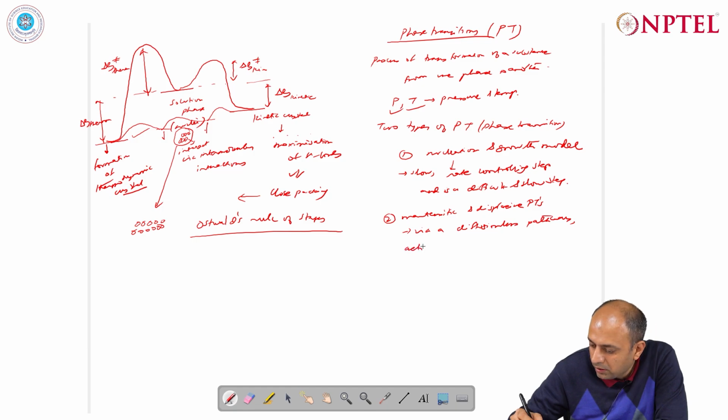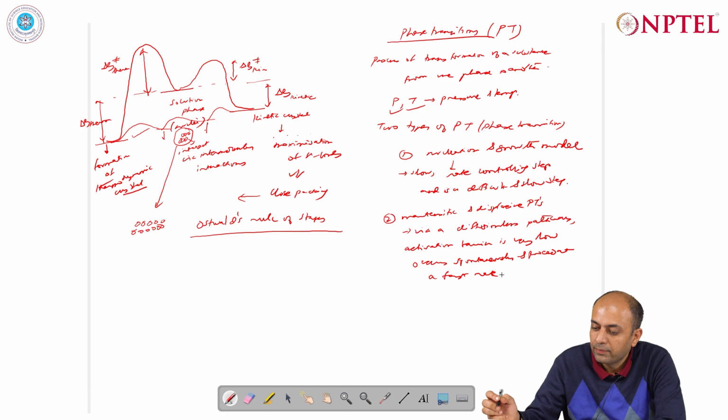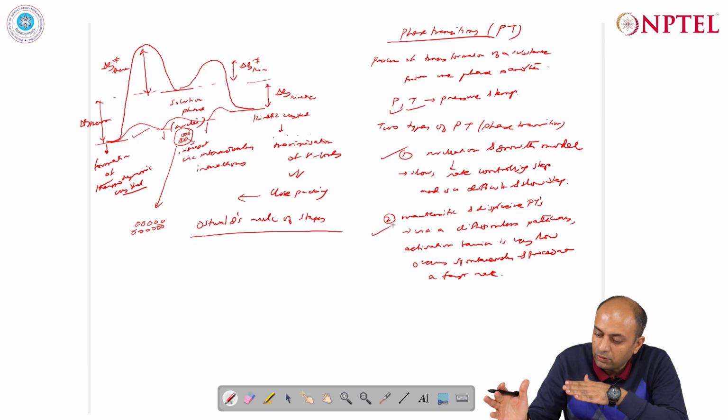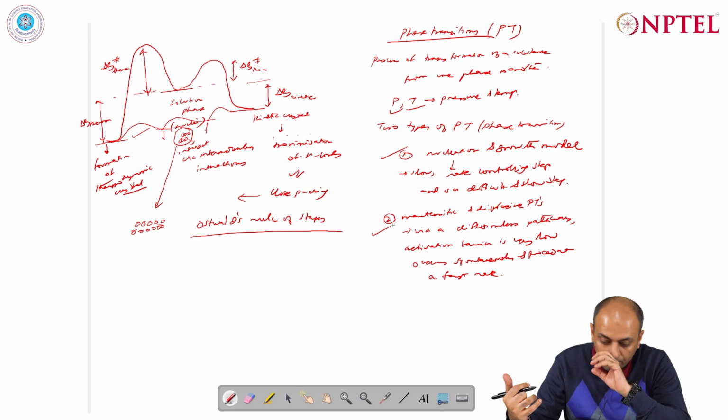The activation barrier is very low, occurs spontaneously, and proceeds at a fast rate. So, you have slow processes, you have very fast processes. The martensitic and displacive phase transitions are relatively fast, whereas the nucleation and growth model is relatively slow.